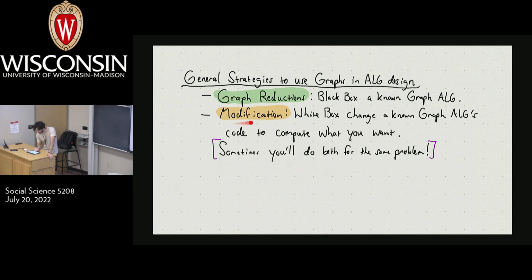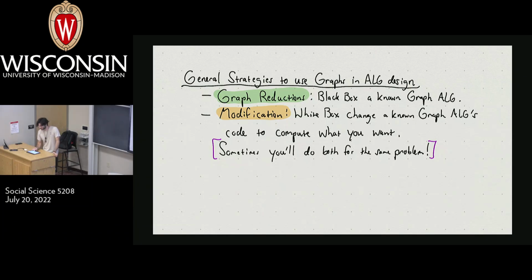On the other hand, we could modify a graph algorithm. This is usually called white box. This means you actually have to look at the pseudocode of the algorithm and you modify the actual pseudocode. Generally, this would look like taking whatever-first search and, instead of marking things, maybe you color them different colors because you want to color the graph or something. So that's another strategy you could use. Instead of black boxing the algorithm, you can white box it and actually change the pseudocode to solve whatever problem you're looking to solve.